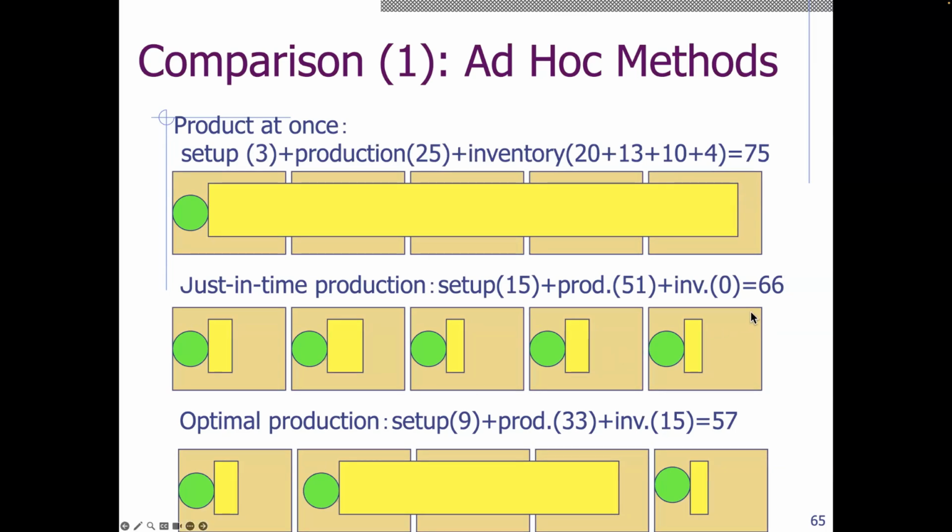But we can improve the total cost more by using an optimization algorithm. Here is the optimal solution. That is, produce on Monday for Monday's demand, on Tuesday for the demand for these 3 days, and on Friday for Friday's demand. This is the minimum cost, $57. You can see all the costs, setup, production, and inventory costs, are balanced.